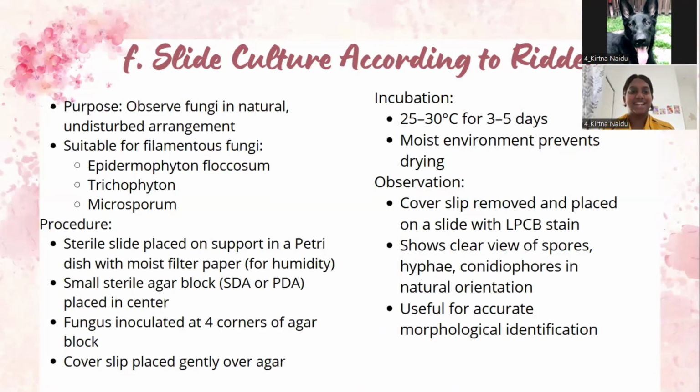On to the slide culture according to Riddle. The purpose of this is to observe fungi in natural and undisturbed arrangement. This is suitable for filamentous fungi, which is the E. floccosum. For the procedure, first, the sterile slide is placed on a support in a Petri dish with moist filter paper. This is for humidity. A small sterile agar block is placed in the center. Fungus is inoculated at 4 corners of the agar block, and the cover slip is placed gently over the agar. Incubation is at 25 or 30 degrees Celsius for 3 to 5 days in a moist environment. This prevents it from drying.